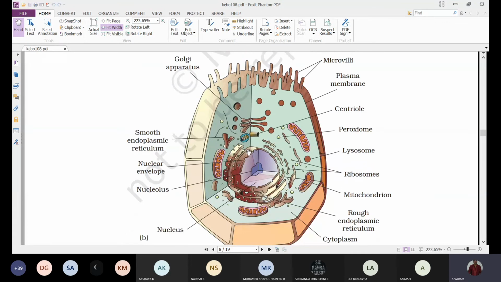And we already said, in animal cells, some of the animal cells on their free surface will have small projections towards the outer side, and these are called microvilli. We can see microvilli here. Okay, these are some of the differences that we can observe with reference to plant cell and animal cell.